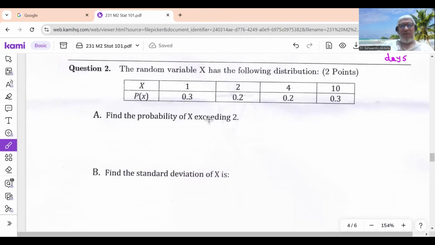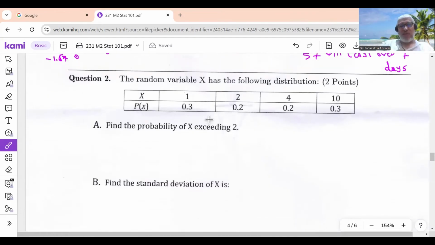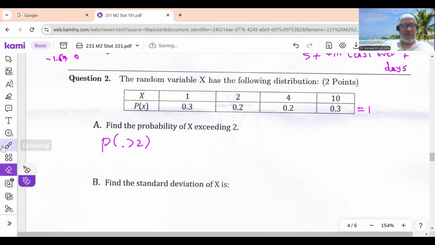The random variable x has the following distribution. This is a discrete distribution. The values of x, 1, 2, 4, 10, these are the 4 values. And this is the probability of each value. If you add these probabilities, you should get 1, because the sum of all probabilities is 1. Find the probability of x exceeding 2. Exceeding 2 means greater than 2. So probability that x is greater than 2.